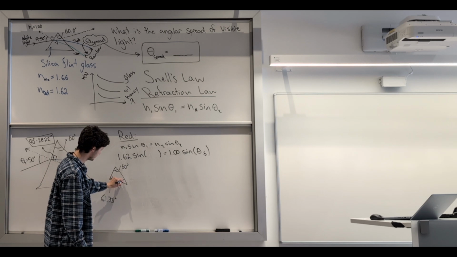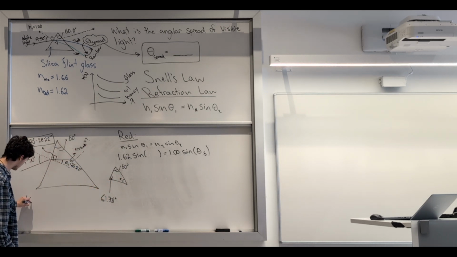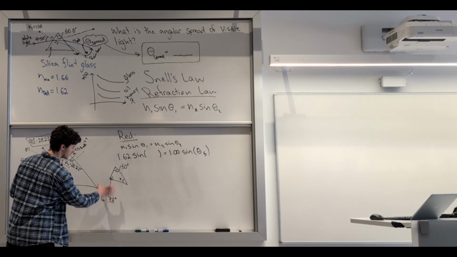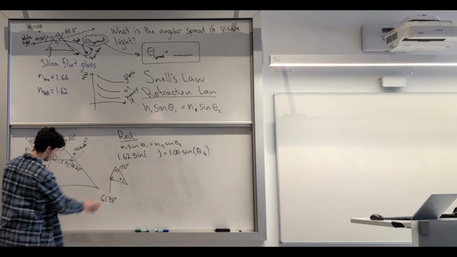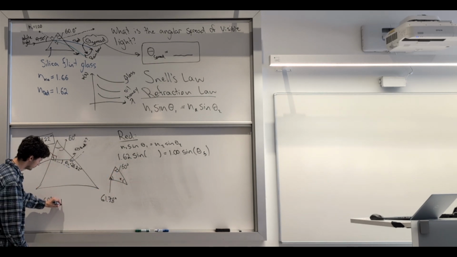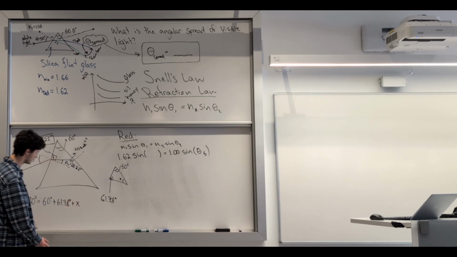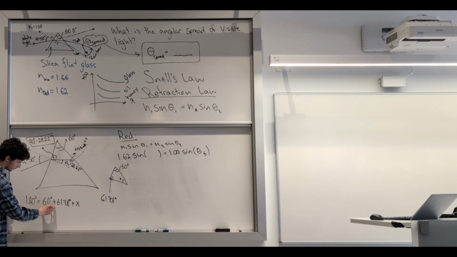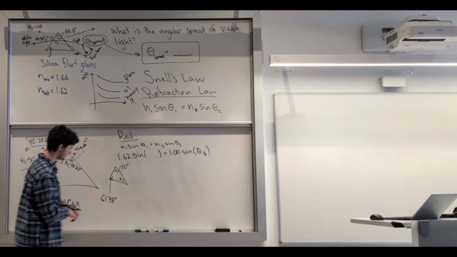Nice. Now, if I have this angle here, which I will label X, I can find it by doing 180 degrees equals the sum of all of these angles. So the first angle I have is 60 degrees, this one here. I can add that to 61.78 degrees, and I can add that to X. Once I have all of this, I can subtract this on this side, subtract this on this side, and I can get what X is.